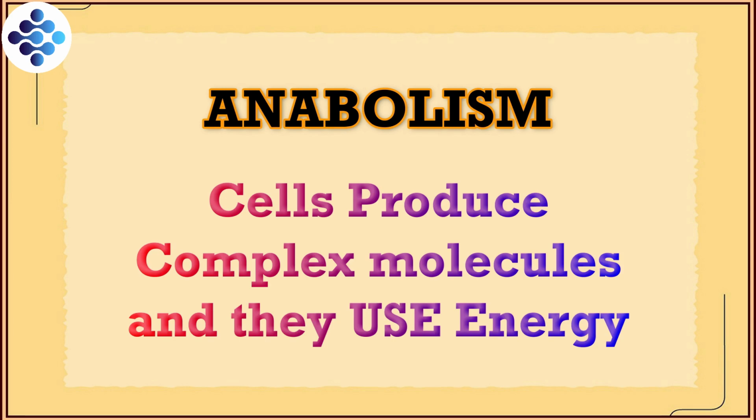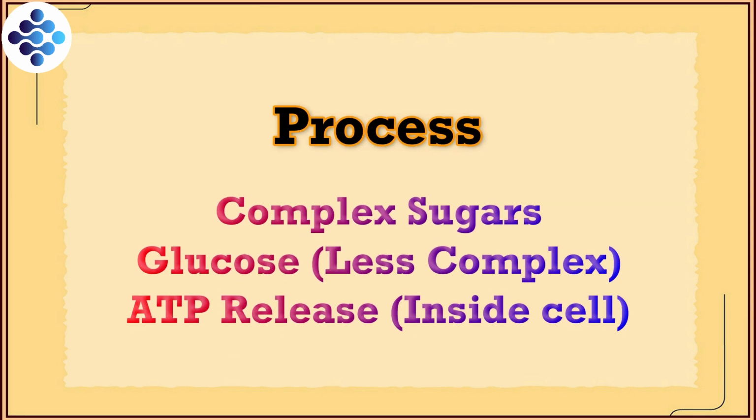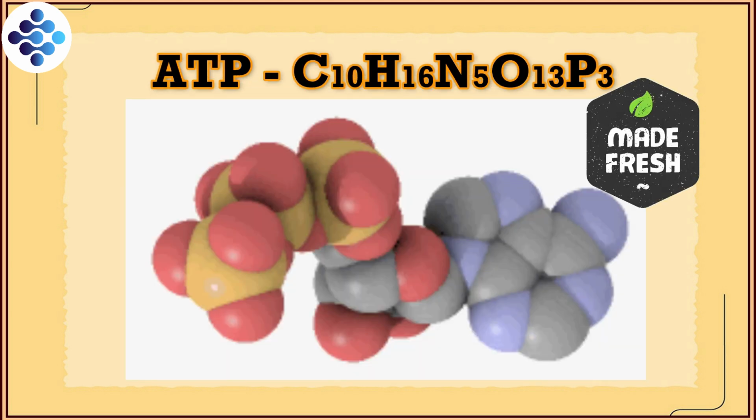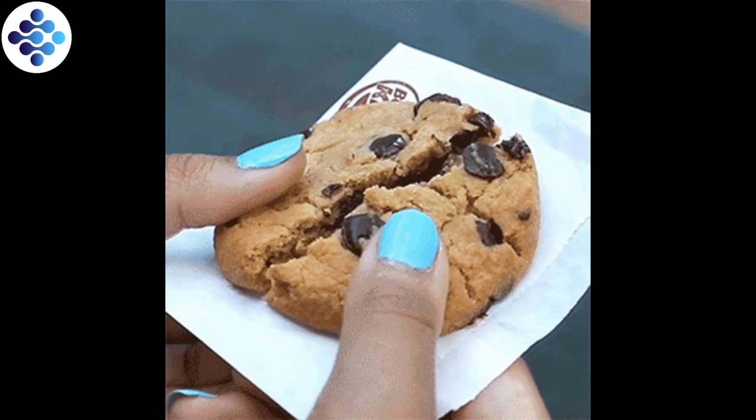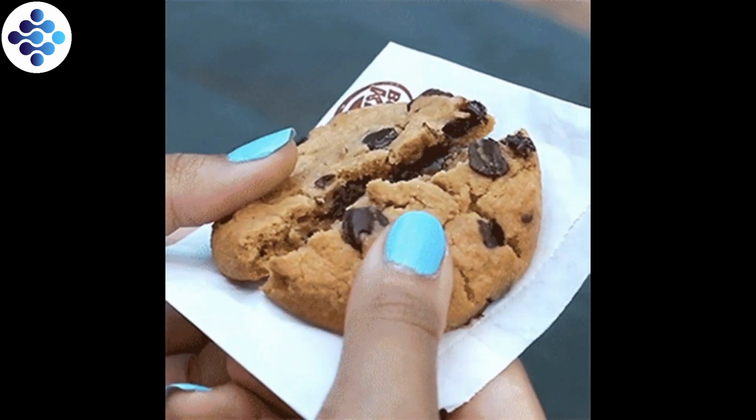So complex sugars are broken down into glucose, which is less complex. Inside the cell, glucose is broken down and the ATPs are released. ATP is the currency of body energy. ATPs are produced as needed and almost immediately consumed.